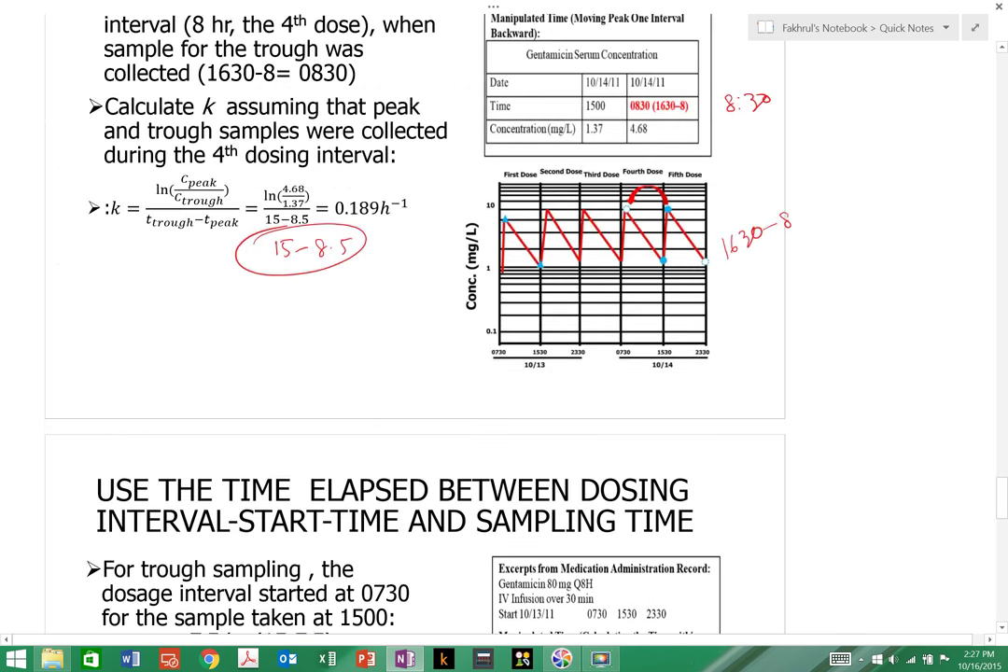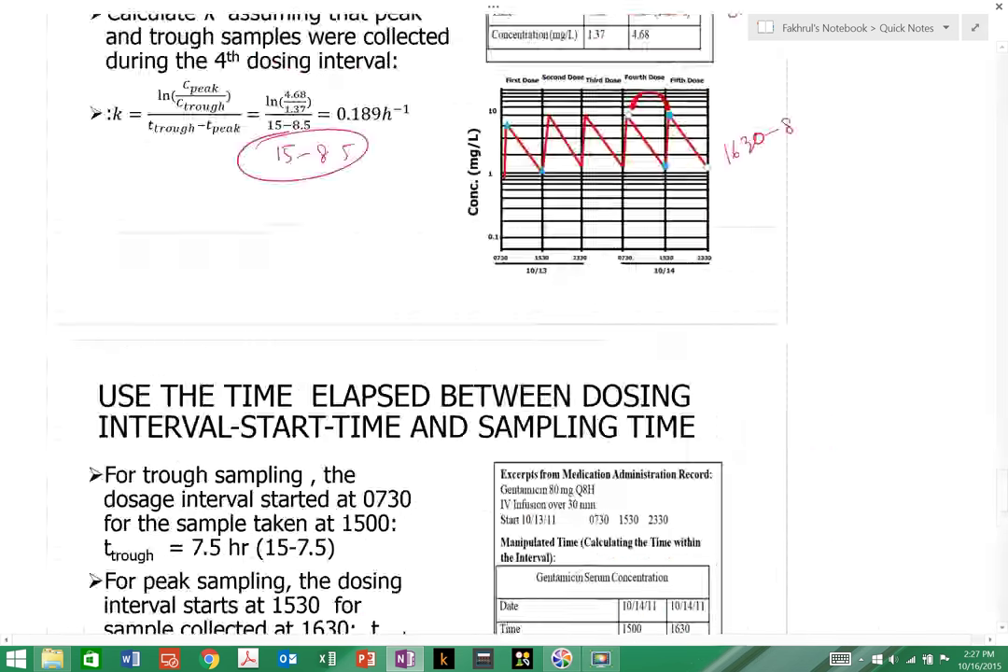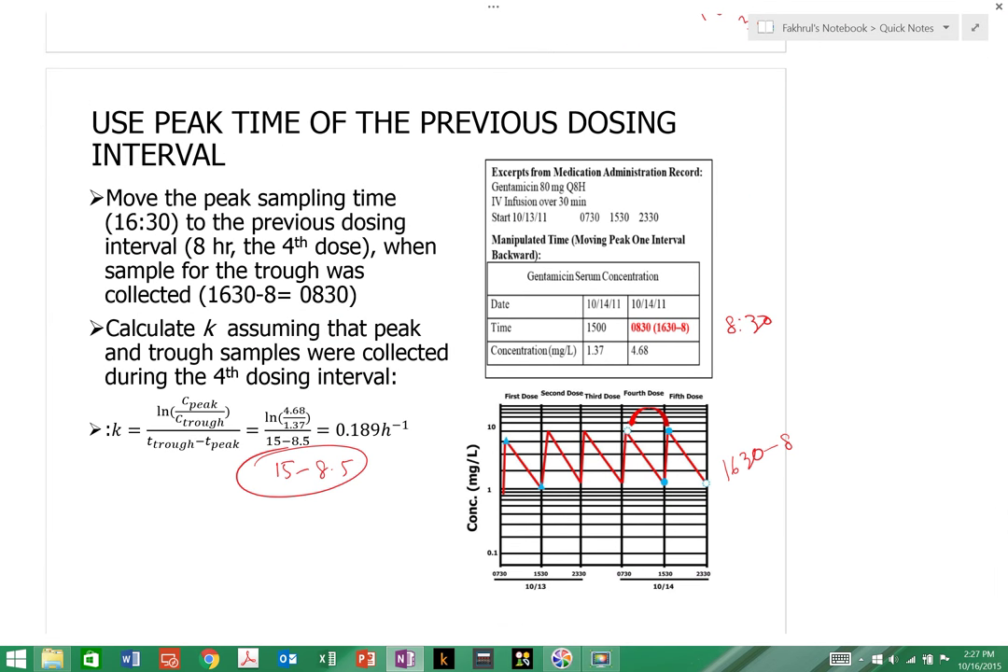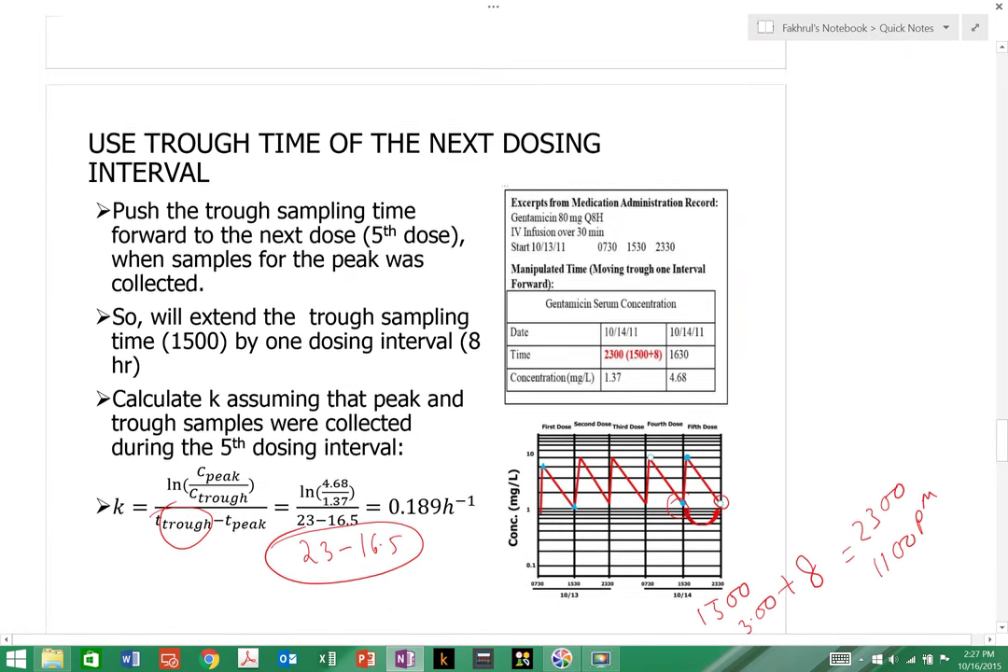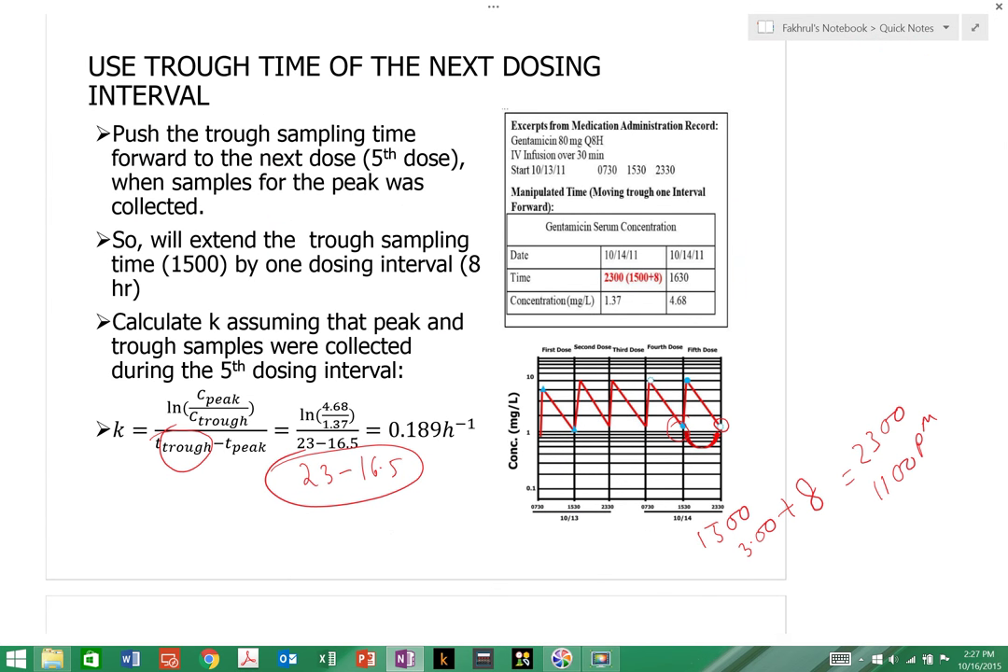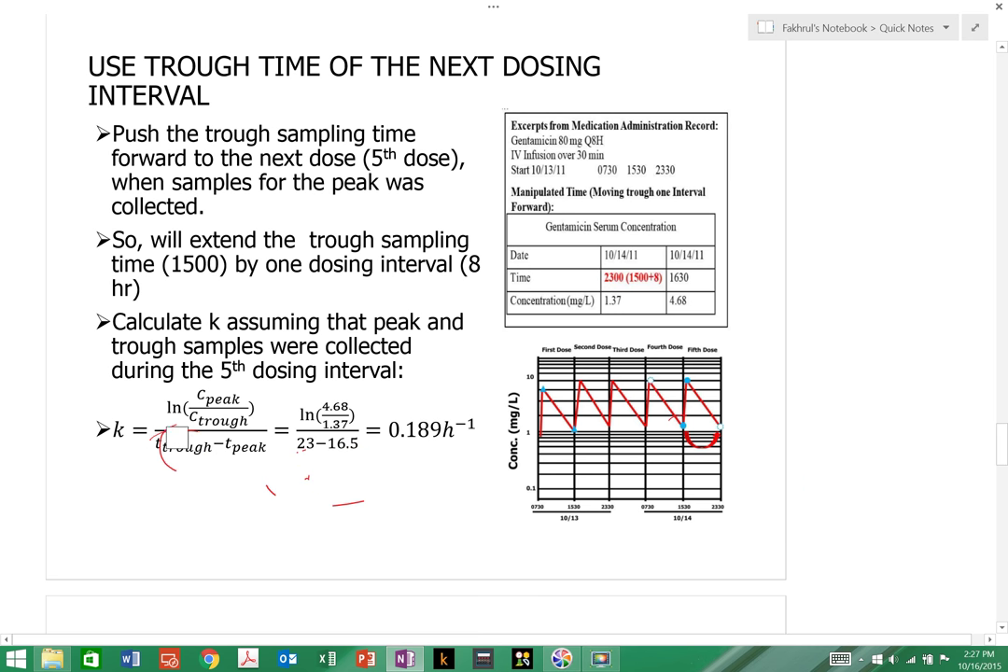So the first one, let's go back again. Use the peak time of the previous dosing interval. If you use the trough time of the next dosing interval, in this case, if you look carefully, it sounds complex, but not really.